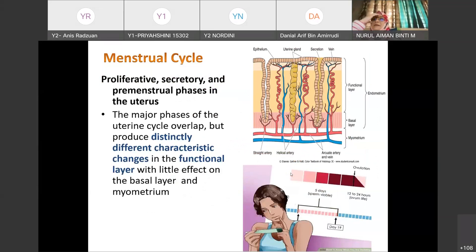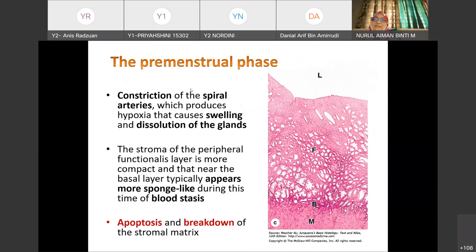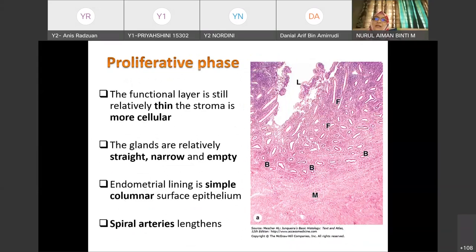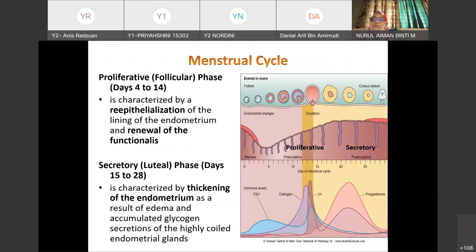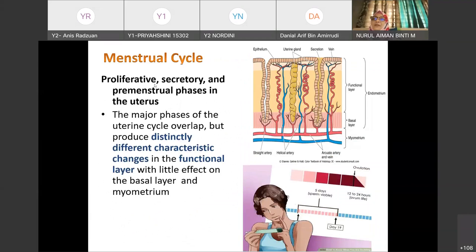Okay, so we go into the uterus. We have to touch a little bit on the menstrual cycle because I have to teach you a few of the appearances during and immediately before menstruation and after menstruation. So you have the proliferative phase, secretory and premenstrual phases in the uterus. The major phases of the uterine cycle overlap but produce distinctly different characteristic changes in the functional layer with little effect on the basal layer. So the functional layer will change a lot, and the basal layer is going to be maintained.